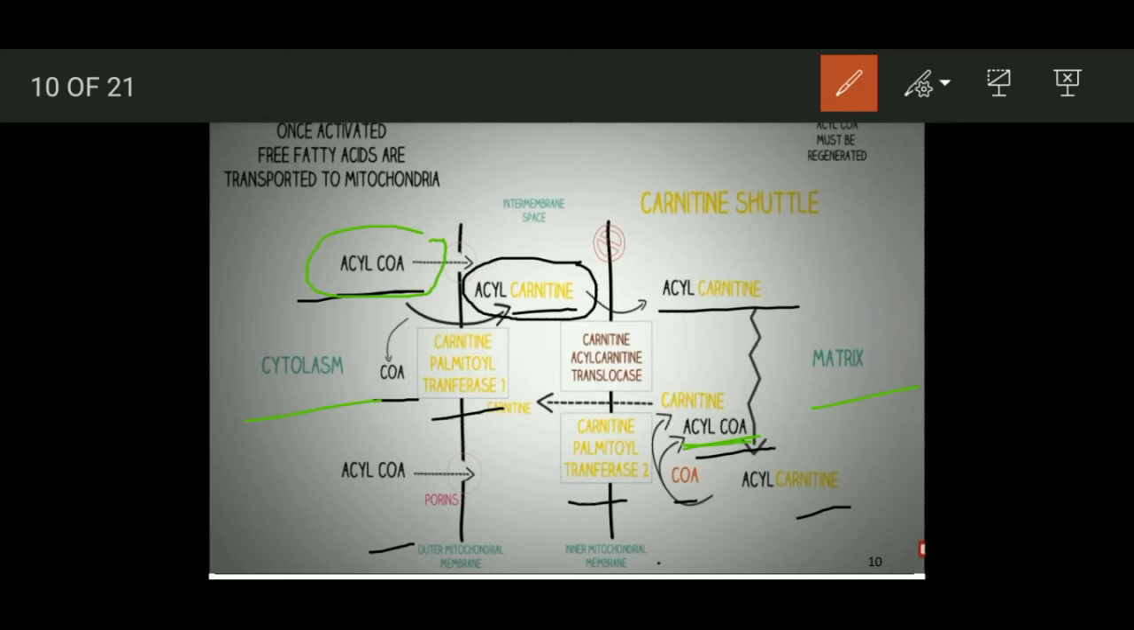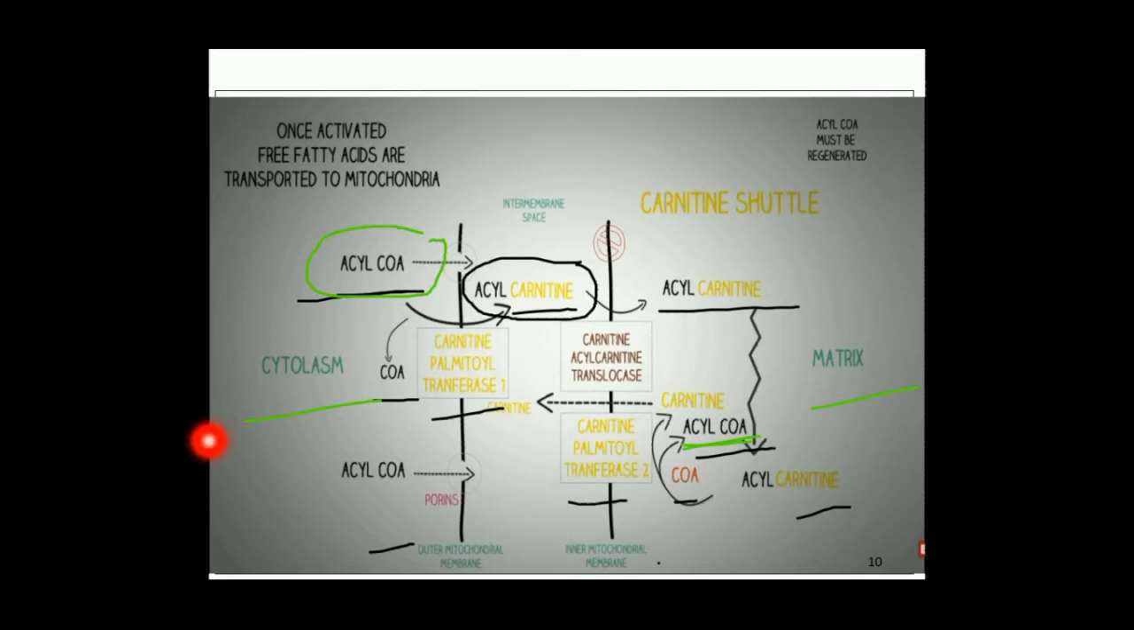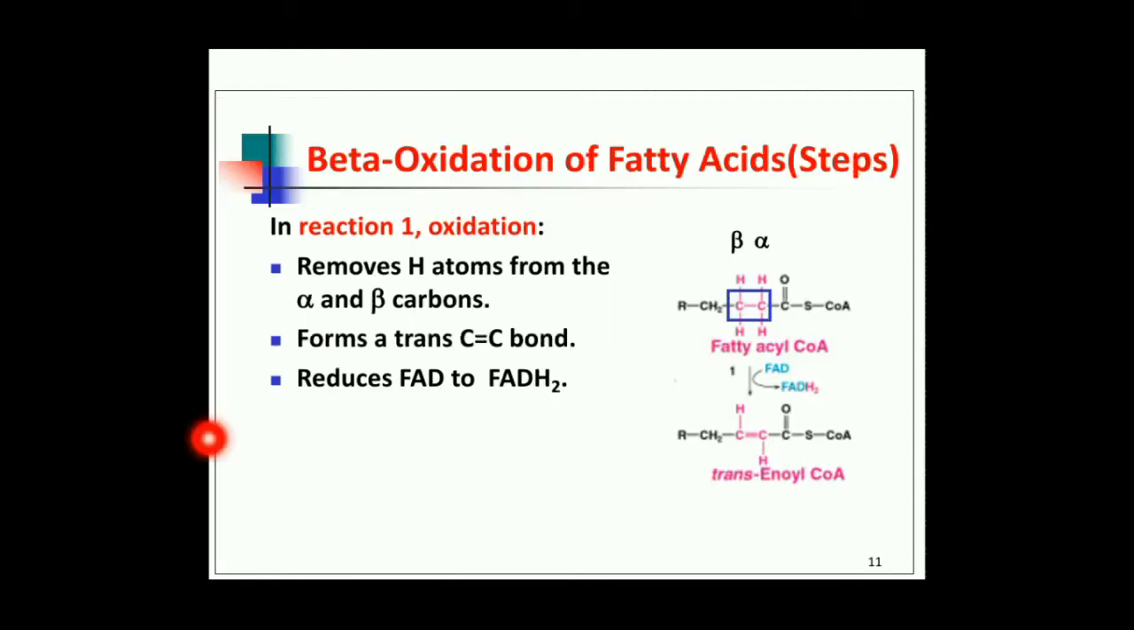Because the acyl coenzyme A can't enter into the matrix of mitochondria directly, the carnitine shuttle operates here. Yeah, this was the idea. Okay, now let's move on. Now let's see the actual steps operating here. As you can clearly see, these are the steps.